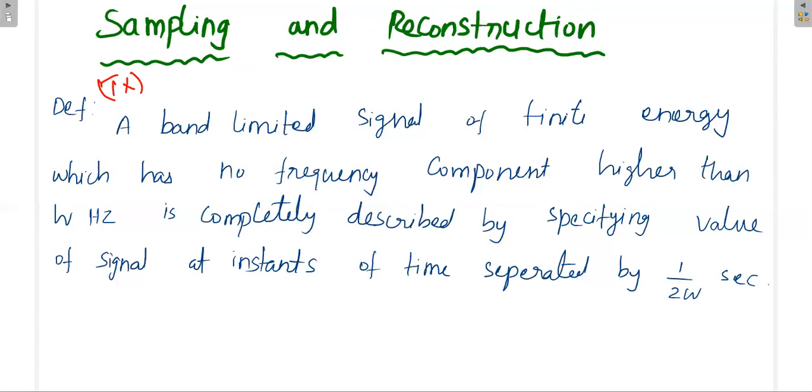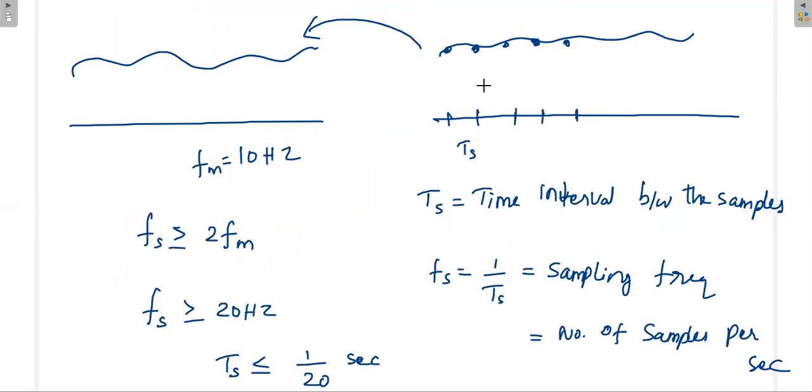Now with respect to the transmitter, we are worried about how to sample, what should be the timing difference between the samples. That is our main aim. At the receiver side, once you are given the samples, how many samples do we have to take to recover back the original signal? So now we are with respect to the transmitter side.